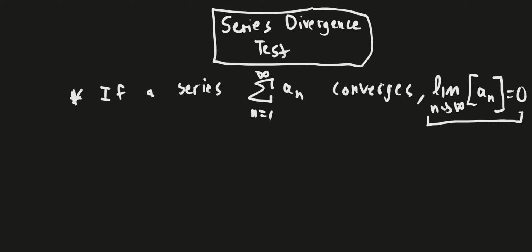You can't go in the opposite direction. You can only go in this direction. So you can say that if it converges, the limit is absolutely going to be 0. But we can't say if the limit is 0, then it's going to converge. So that's just one thing.